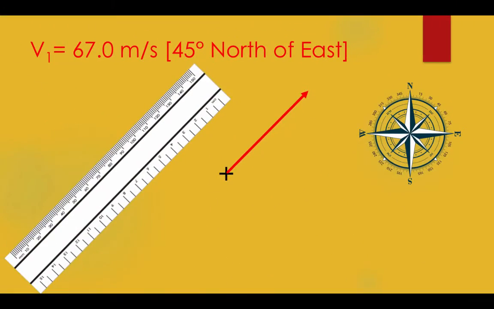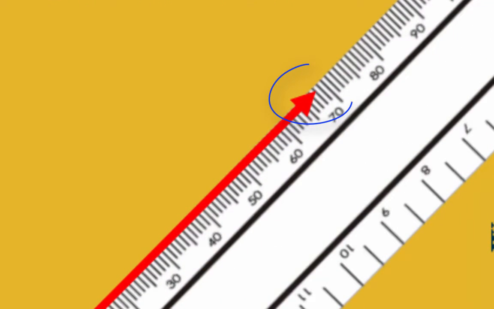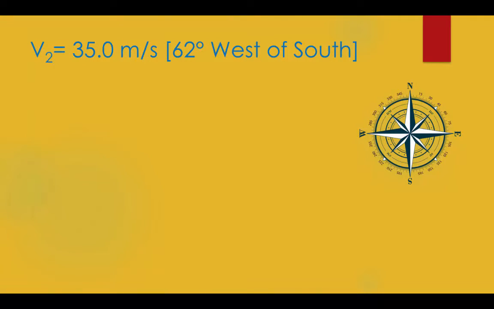Now let's slide a ruler in and measure the length. As you can see, it seems to be 67 millimeters, which translates to 67 meters per second. Let's look at our second vector. It's v2, equal to 35.0 meters per second, 62 degrees east of south.